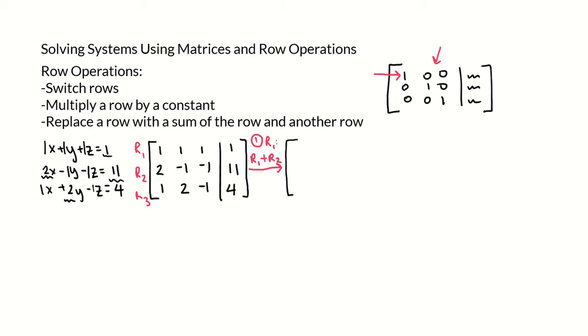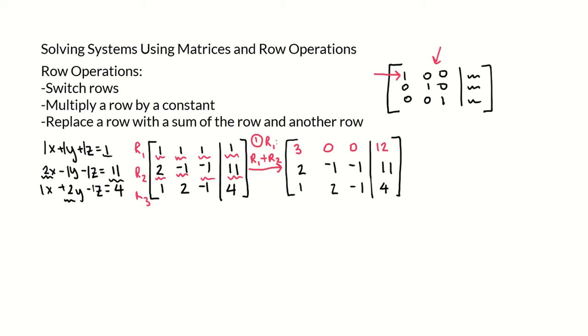If we do that, then row 1 plus row 2 would give 3. 1 plus negative 1 is 0. 1 plus negative 1 is 0. And 1 plus 11 is 12. We only do that to the first row, and then row 2 and row 3 we leave exactly how they were. So 2, negative 1, negative 1, 11 was row 2. 1, 2, negative 1, 4 is row 3.